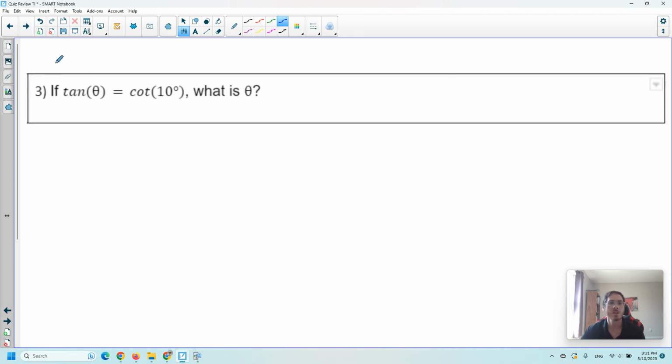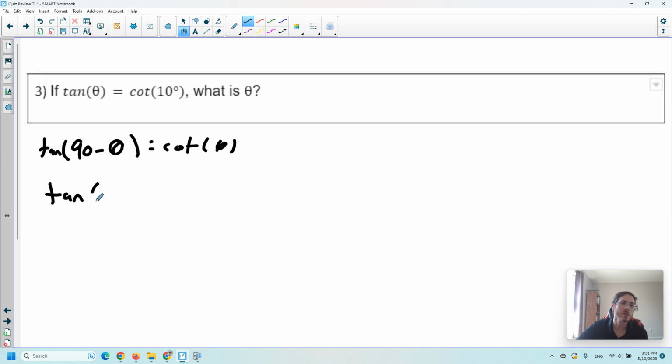For number 3, if tangent of theta equals cotangent of 10 degrees, what is theta? So to get theta, what we can do is we can quickly use our cofunction identity, which says that 90 minus theta is equal to cotangent of theta. Now here, we kind of flipped everything around, so I need to actually reverse my cofunction identity. So tangent of theta equals cotangent of 90 minus theta.